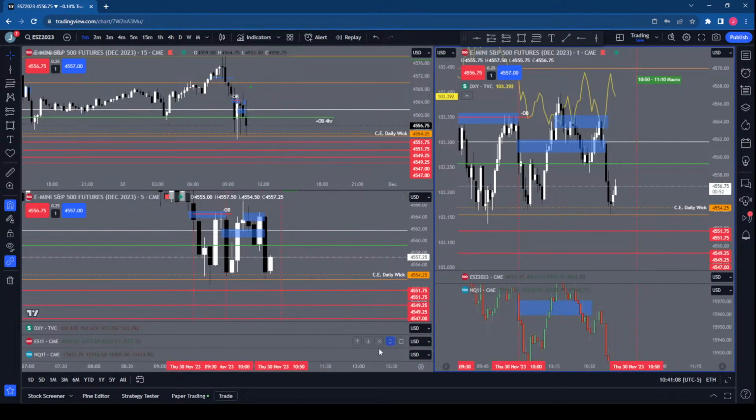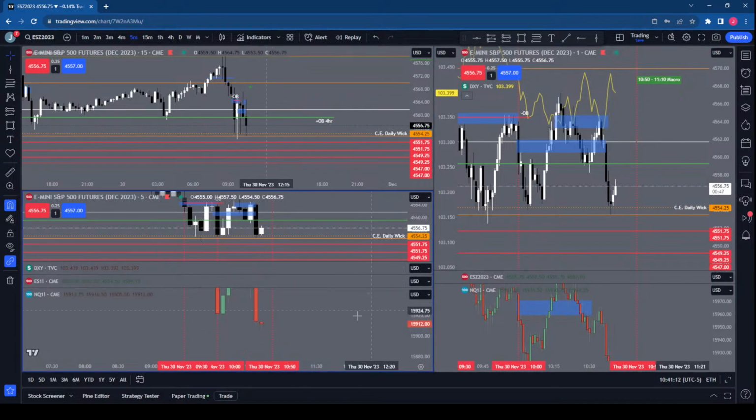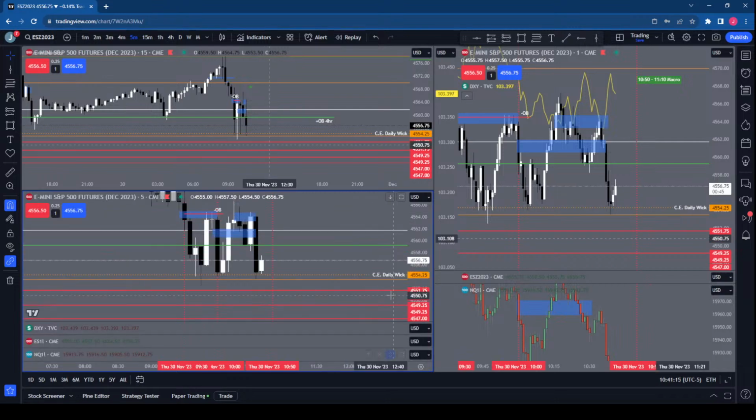NASDAQ made a lower low. See if it did it on the 5. Yeah, it did on the 5-minute too.